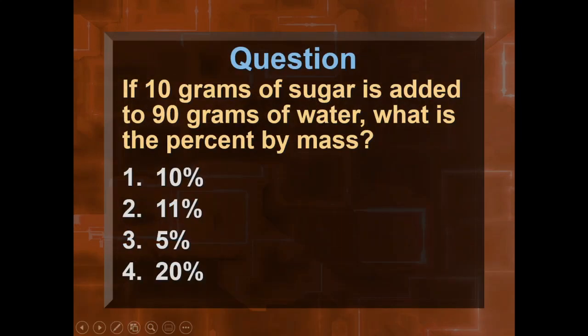I'll give you a second. If 10 grams of sugar is added to 90 grams of water, what's the percent by mass? Remember that it's part over whole, so sugar is the solute, water is the solvent, but you need the mass of the solution. What's the percent by mass of the solution itself?